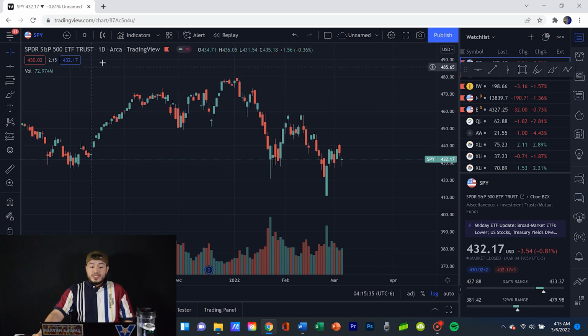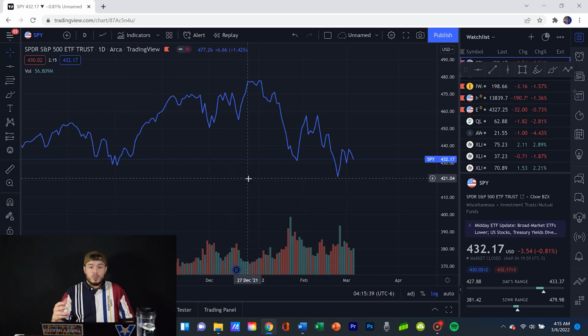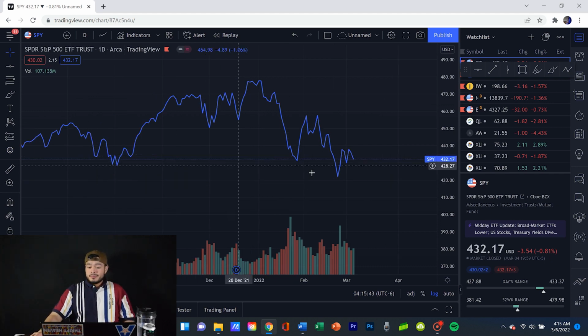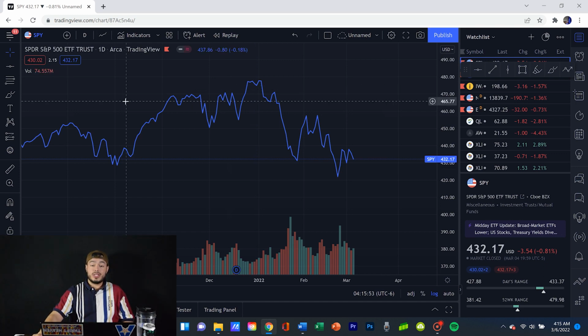And there are different ways to look at a chart like this. There's the line chart, which most people have on their Webull, Robinhood, or whatever. This is what you see, a line chart. Right now, the line chart is at $432.17, so this is where the price is currently at. This is a good way to visually see what you have. The only problem is that it doesn't provide that much information for you.